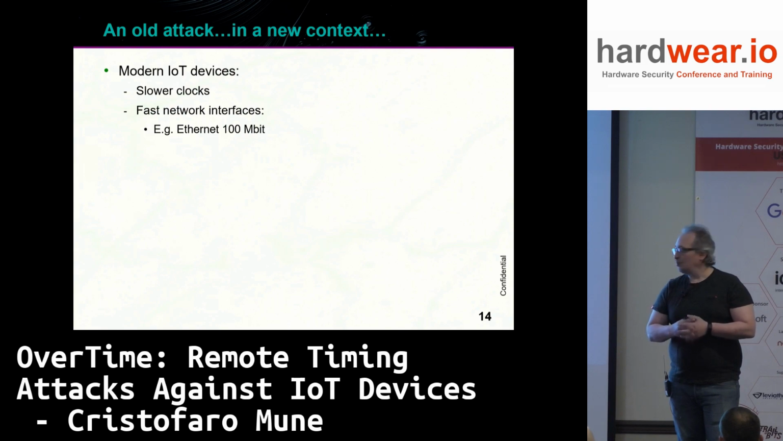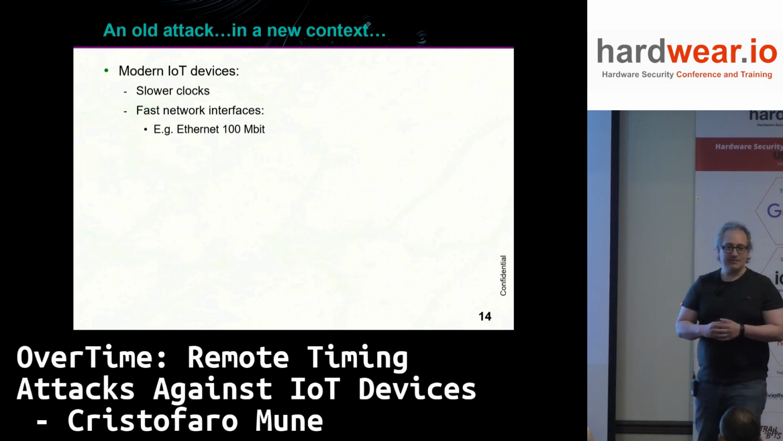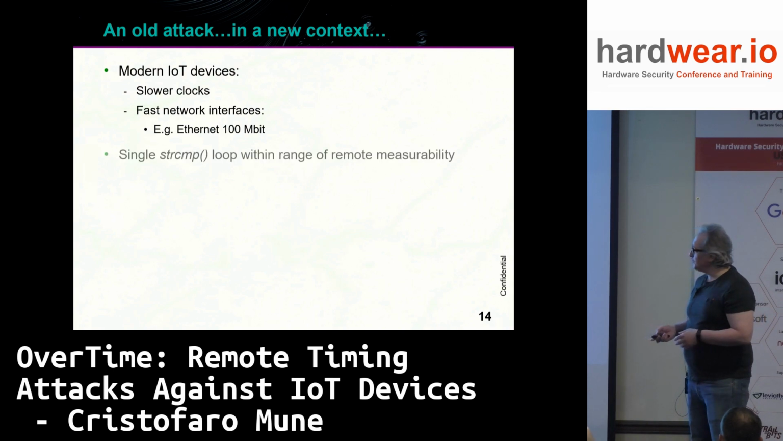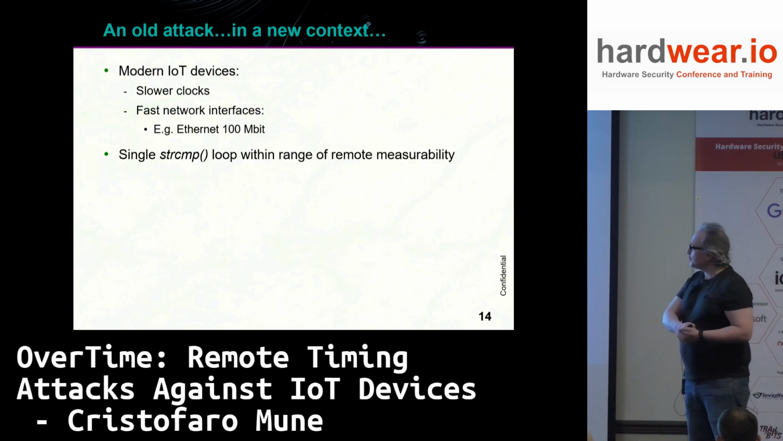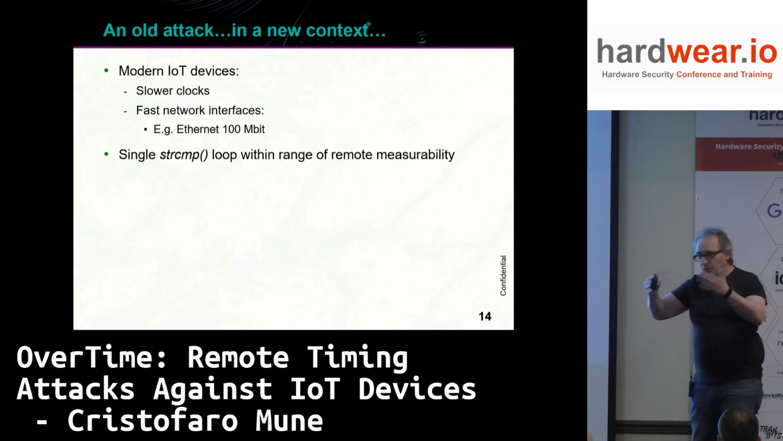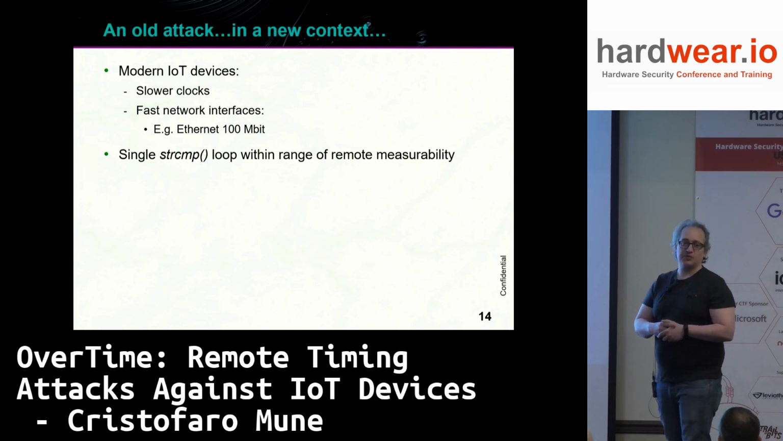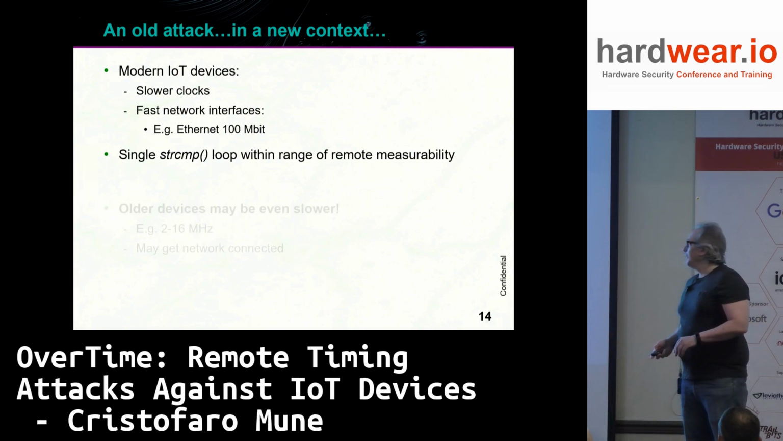And we are back to square zero because those devices have authentication for the coils, for the sensors, for accessing a number of interfaces, which are not probably that solid in terms of design. Okay, so this is basically the reason of my research. Because first, on this device, the single string compare loop, and even more, of course, is within the range of remote measurability. For sure, given. That's something that can be done.